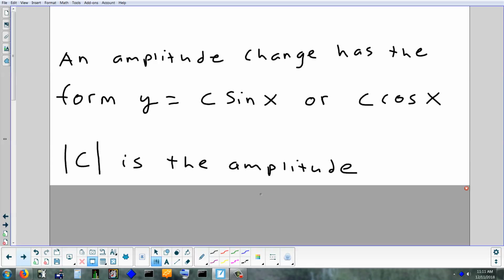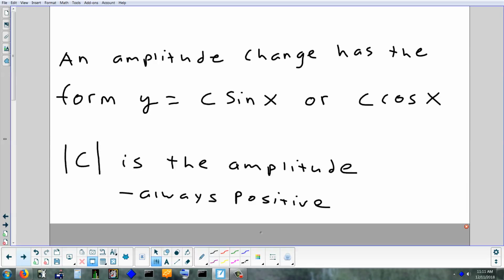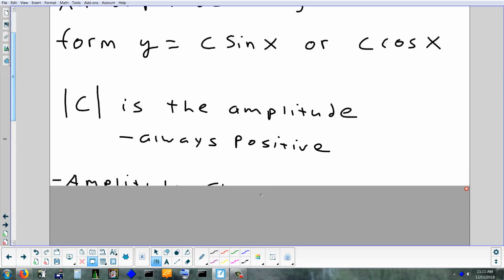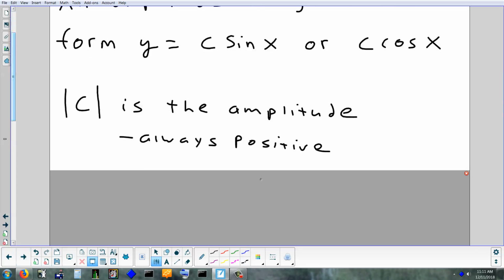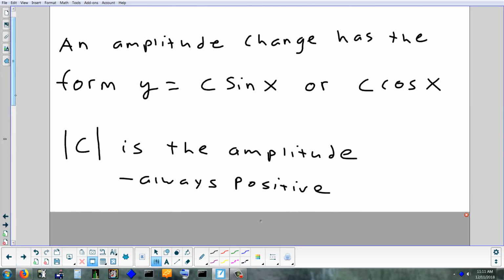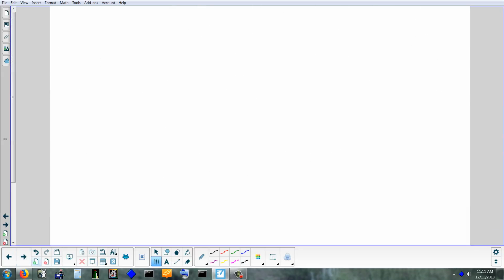You might have a couple problems on the test where you don't have to graph. All I'll do is give you an equation and ask you, what's the amplitude, just by looking at the equation. So I'm going to write down a couple, and we'll try to find the amplitude.